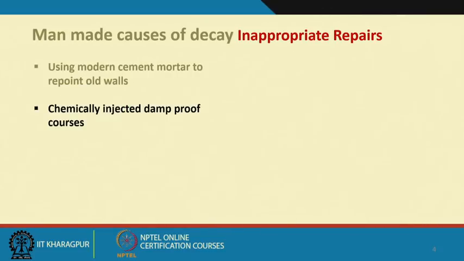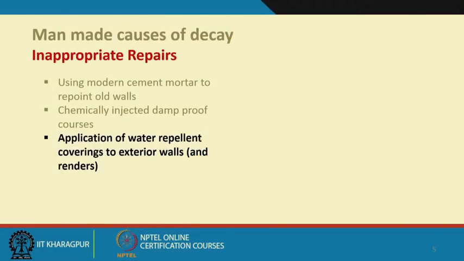Sometimes chemically injected damp proof courses, which are again of a stronger or impervious material, can also cause a problem. So can the application of water repellent coverings, because the old historic walls have to breathe, and if they cannot, it causes further damage to the historic fabric. Sometimes modern emulsion paint is also used to cover it, and then it causes further damage. I will talk about some examples here.